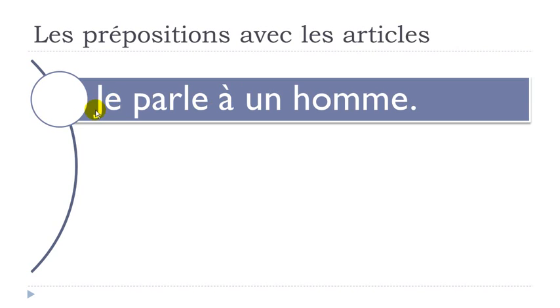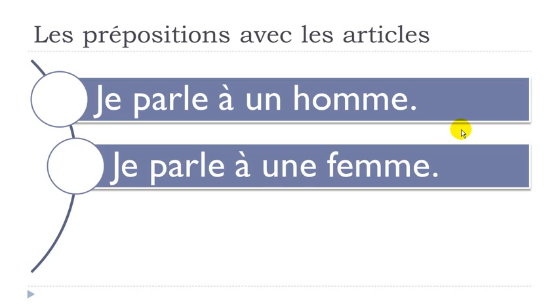So the first sentence, je parle à un homme. Okay, un homme, a man. Je parle à un homme. I talk to a man. So in that case, what you can see is that you keep your preposition à right after the verb, and then you put your article, and basically nothing happens. So let's see an example with the feminine. Je parle à une femme. Une femme, a woman. Je parle à une femme. Same thing here. Nothing happens. So it's actually quite easy.